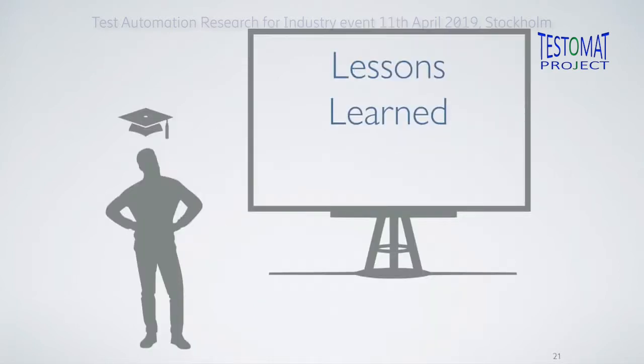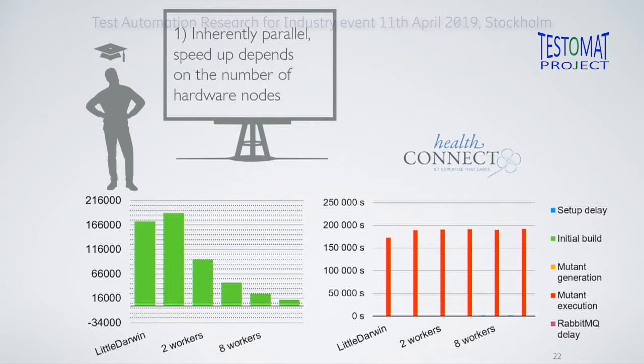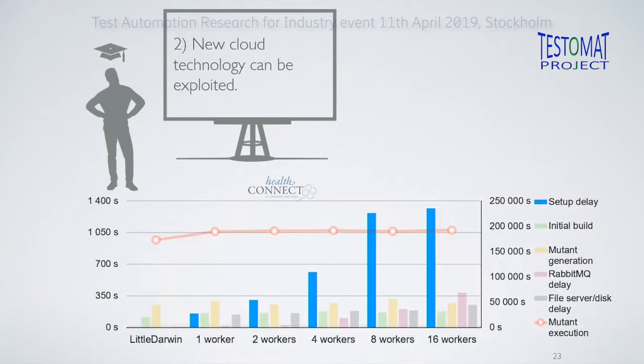So there were a few interesting lessons we learned. The first was that mutation testing is inherently parallel, so the speed up depends on the amount of workers you have, or the amount of hardware. So we could easily see that the scale up was quite good. And if we sum everything up, we see that there was very little overhead. So that's good.